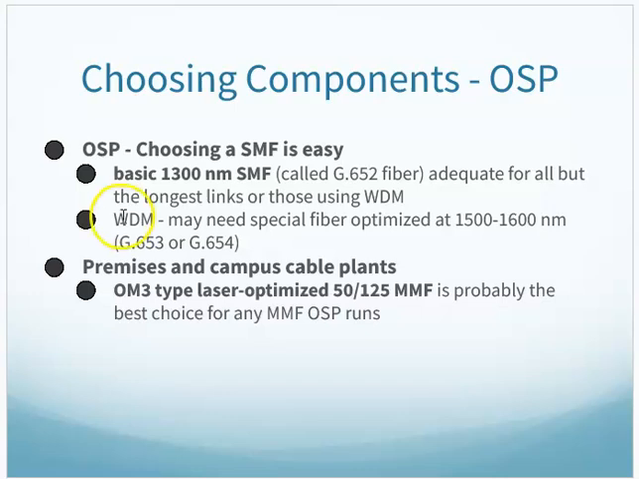For outside plant, choosing single mode fiber is easy. Basic 1300 single mode fiber for longest links using wavelength division multiplexing. And your wavelength division multiplexing might actually be using some of these frequencies in here as well. For premise cabling, we're typically looking at OM3 or 50/125 used for these, a couple hundred meter links between closets in a building.